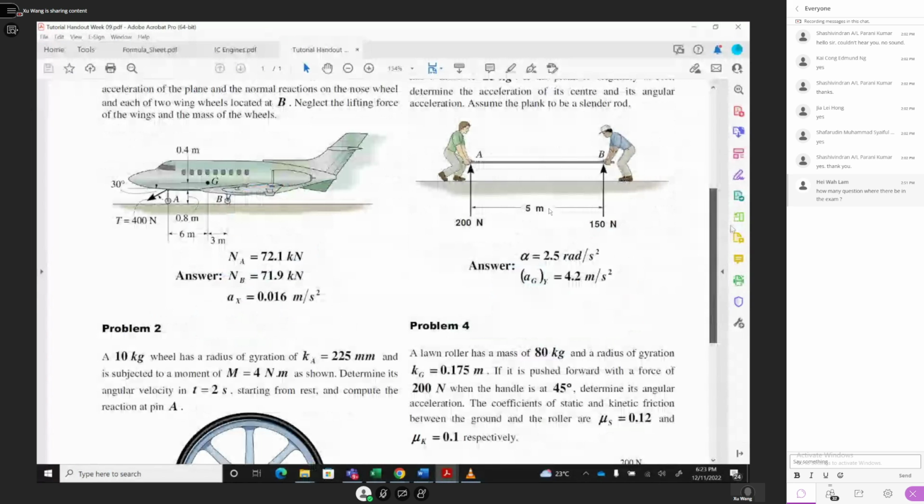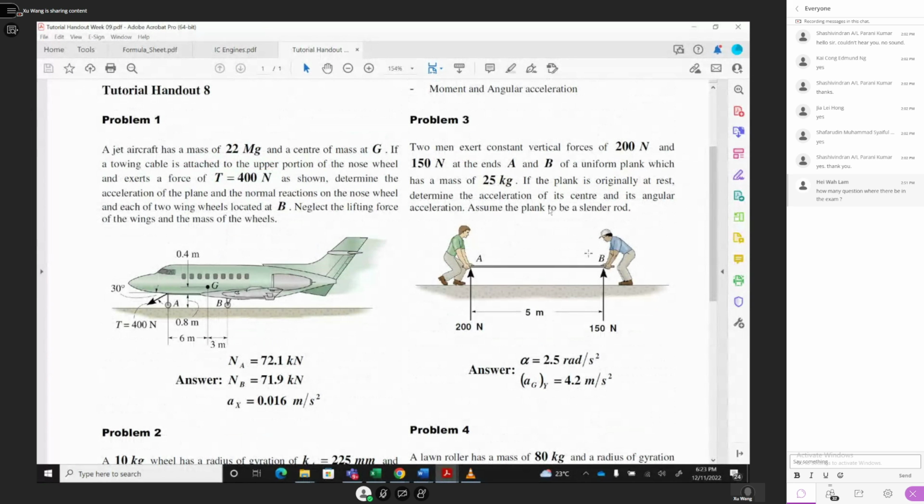Question 3: you have two people, and the two people apply constant vertical forces, for A it is 200 and for B it is 150, at the ends A and B of a uniform plank, which has a mass of 25 kilogram. If the plank is originally at rest, determine the acceleration at the center and the angular acceleration. Assume the plank to be a slender rod.